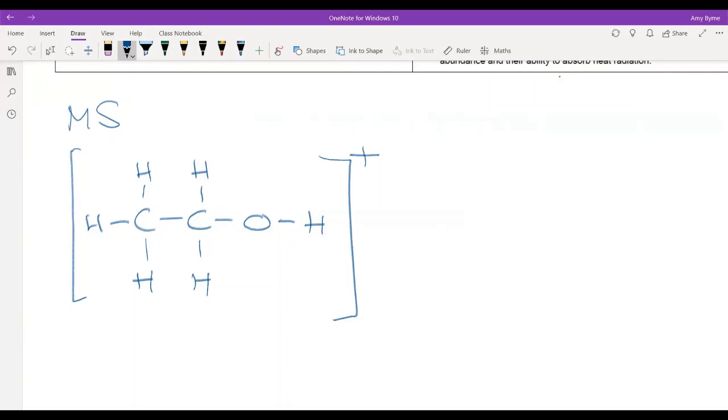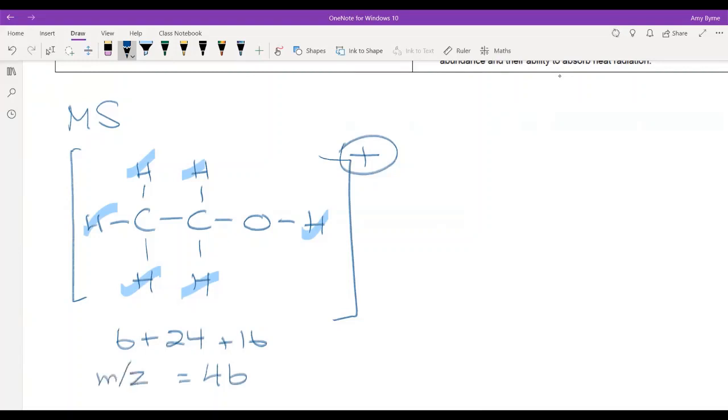Now, the molar mass of this thing is going to be 1 plus 1 plus 1 plus 1 plus 1 plus 1 gives us 6, plus 2 12s are 24, plus 16. All up, this gives us a molar mass of 46. It's got a charge of 1, so our mass to charge ratio is 46.